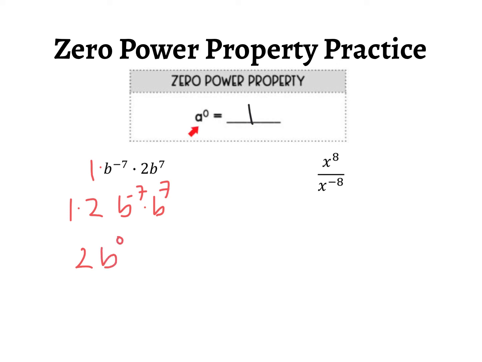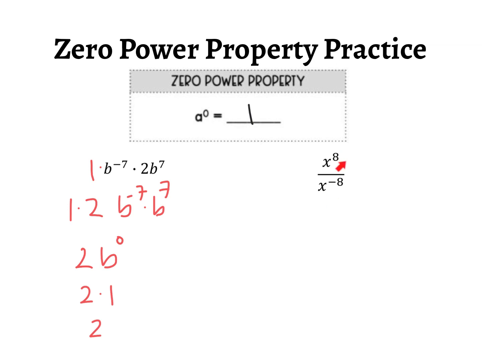Now, we said anything to the 0 power is 1. So I can replace all of this b to the 0 with just 1. So we have 2 times 1, which is just 2. In this scenario, the variable disappears completely because it's coming down to a 0 exponent.